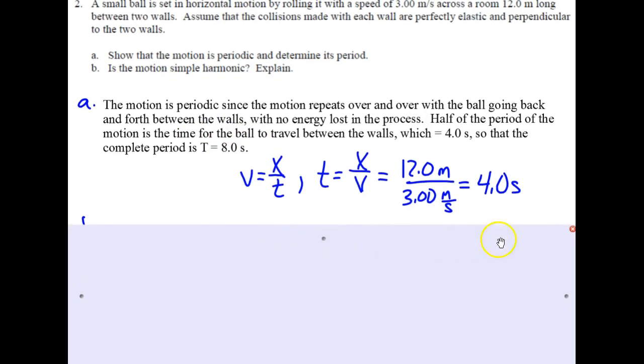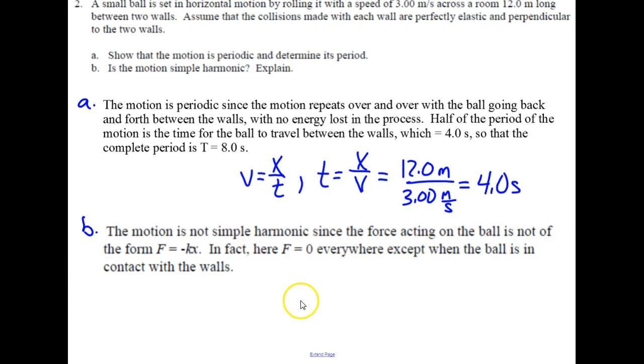Is the motion simple harmonic? The answer is no. The motion is not simple harmonic since the force acting on the ball is not in the form F equals kx. In fact, here, F equals 0 everywhere except when the ball is in contact with the walls, and then the force is, of course, changing in the opposite direction. So there's no one spot where you would say the ball would be at equilibrium. That's another good indication that the motion is not simple harmonic.